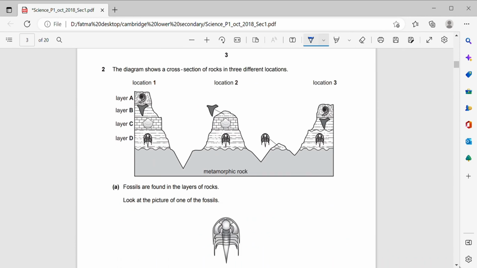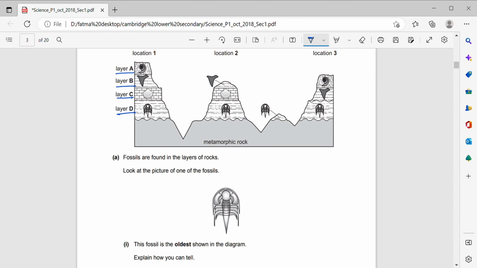Question number 2. The diagram shows a cross-section of rocks in 3 different locations. We have layers A, B, C, and D. Fossils are found in the layers of rocks. Look at the picture of one of the fossils. This is a fossil here. Where is it found? This is the fossil we are talking about.